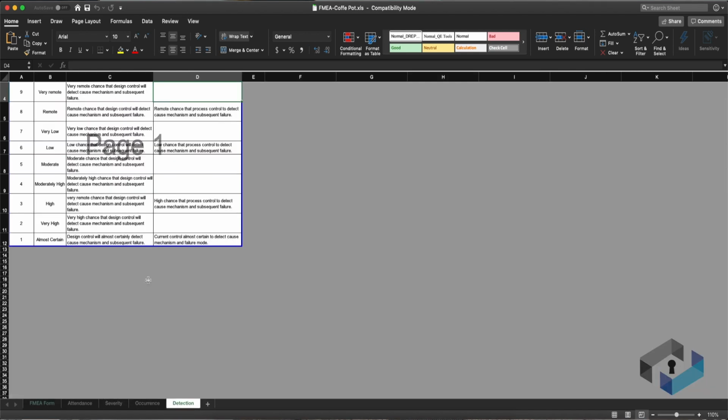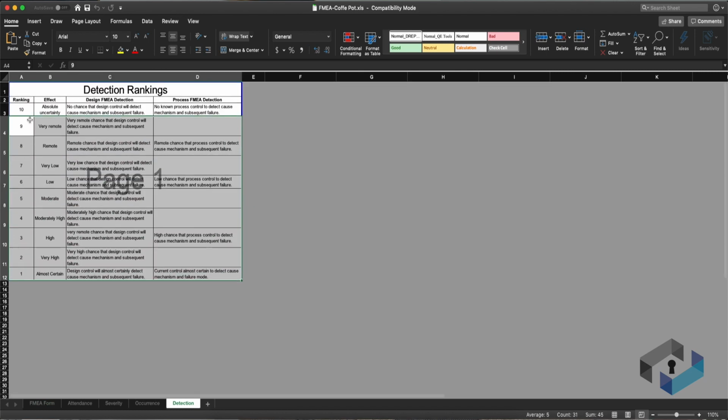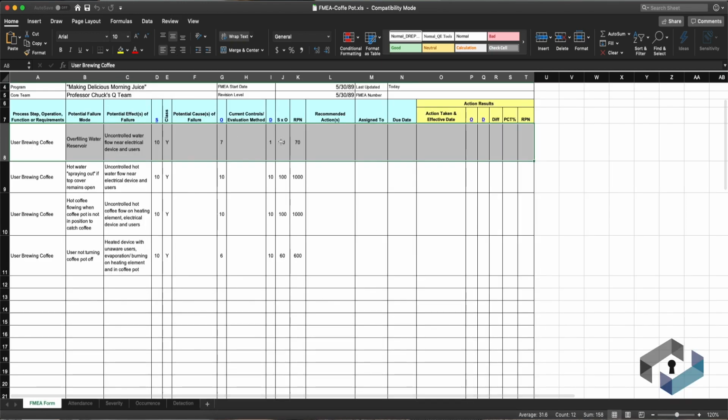All right, next we have detection, right? So in terms of overfilling the coffee pot, detecting this particular failure is going to be very readily detectable. You're going to see the water overfill and go beyond where it's supposed to be. In fact, there are markers on the outside showing where it's supposed to fill to as well. So it's very visible to the user if they've made this error. So I've ranked the detection a 1 in this case.